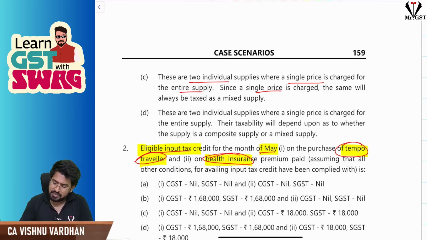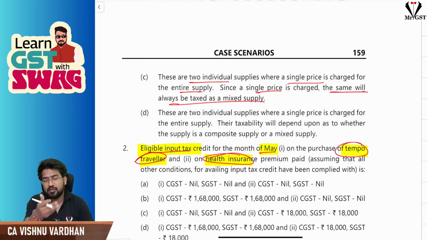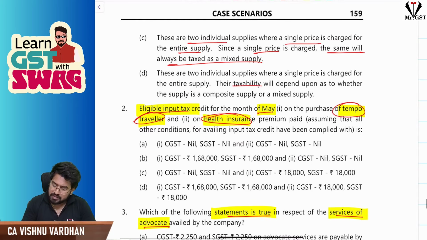And since a single price is charged, whenever you are charging a single price, it doesn't mean that it is always a mixed supply. Because if I say now, for example, you buy my classes and you get books free. So buy classes, get books free. It cannot always be called mixed supply. It is composite supply. So the taxability depends upon whether it is composite or mixed supply. So this is the appropriate option here.